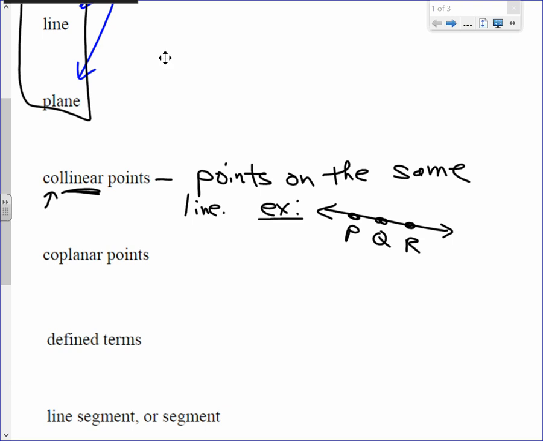I'm going to write PQR collinear. Because P, Q, and R are on the same line. That's all collinear points means. PQR are collinear. They're points on the same line. Real straightforward. I'll write that down.